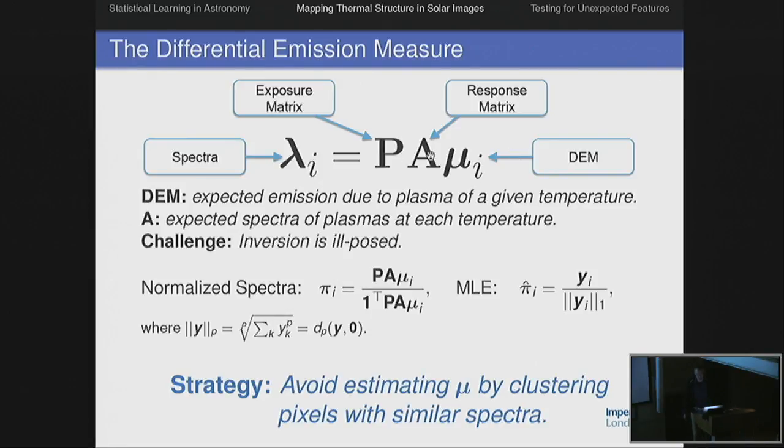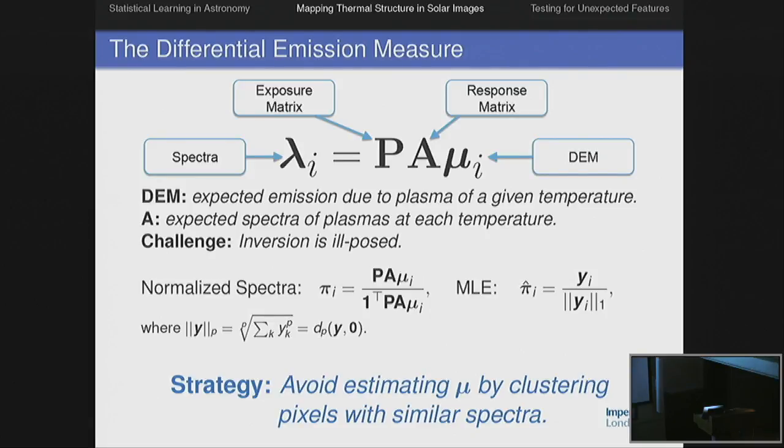And this matrix A does the lion's share of the mapping between lambda and mu, the DEM and the spectra, where you can think of the columns of A as telling you what the expected counts would be if the plasma were homogeneous in terms of its temperature. So if it were all at one constant temperature, what would the spectrum look like? And then there's, of course, an exposure matrix that corrects for different exposure times or such things between the different color band photon counts. So we have data with expected counts equal to this lambda, and from the lambda we want to learn about the mu's. We do that for all the pixels, and then we do some sort of classification to segment the image into regions with similar DEM. That's our goal.